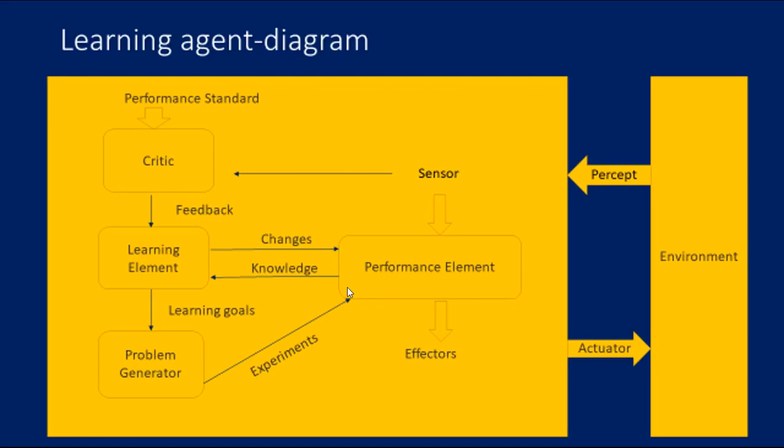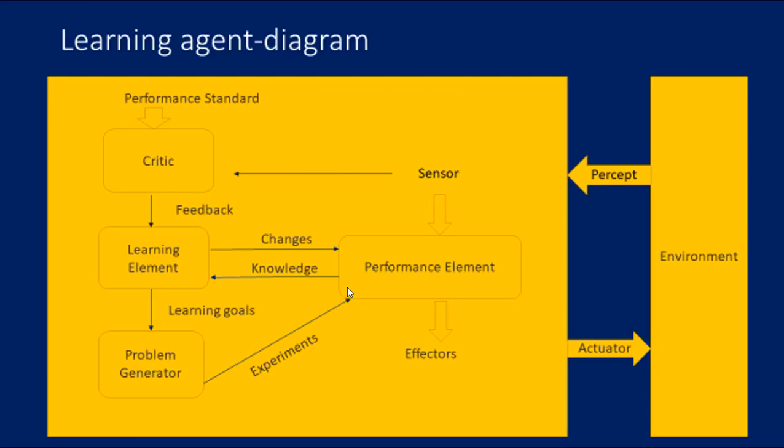For the utility-based agent, an external performance standard is needed to tell the critic if the agent's action has a good or bad effect on the world, right? Where we have seen the utility function. The performance element is responsible for selecting external actions. This is considered to be the previous agents we discussed, right?